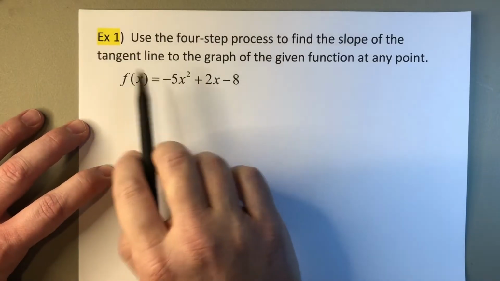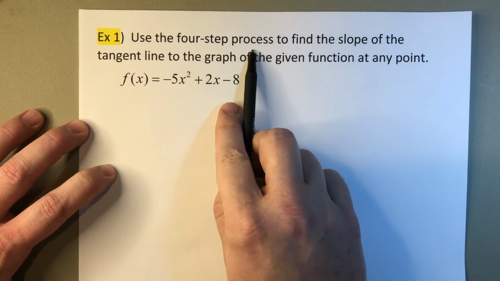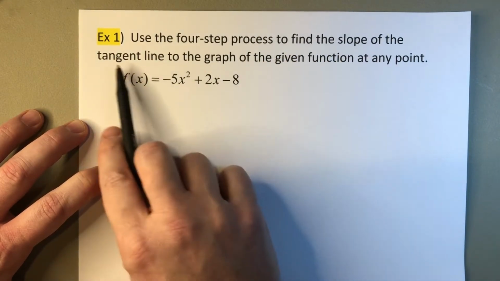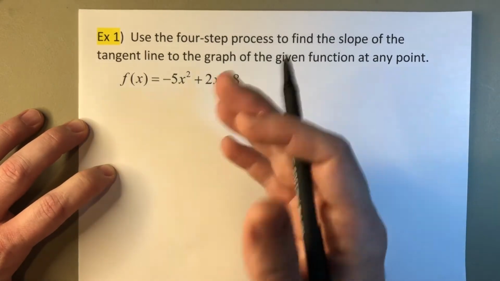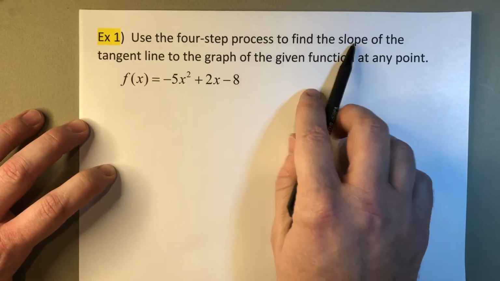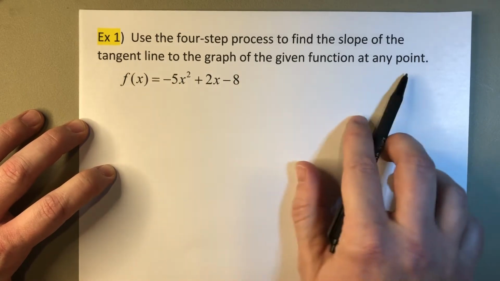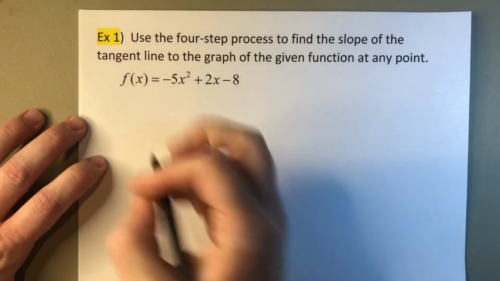Example number 1. Use the 4-step process to find the slope of the tangent line to the graph of the given function at any point. So that's instantaneous rate of change now. That's the first derivative. So let's go ahead, 4-step process.